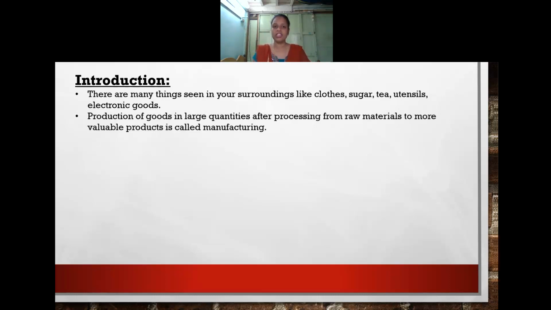The answer is: the production of goods in large quantities after processing from the raw material to more valuable products, we call it manufacturing. By using some raw materials, we convert them into valuable products. For example, iron and steel, as well as cotton. These are the raw materials you use to convert into valuable goods. From iron and steel, utensils are prepared, and for building purposes rods are prepared. Yes or no, children? Yes. So from the raw material, it is converted into valuable products. That kind of preparation we call manufacturing.